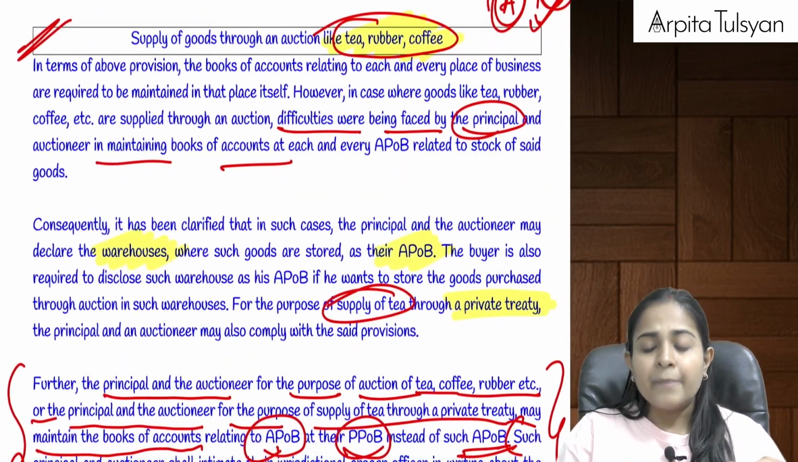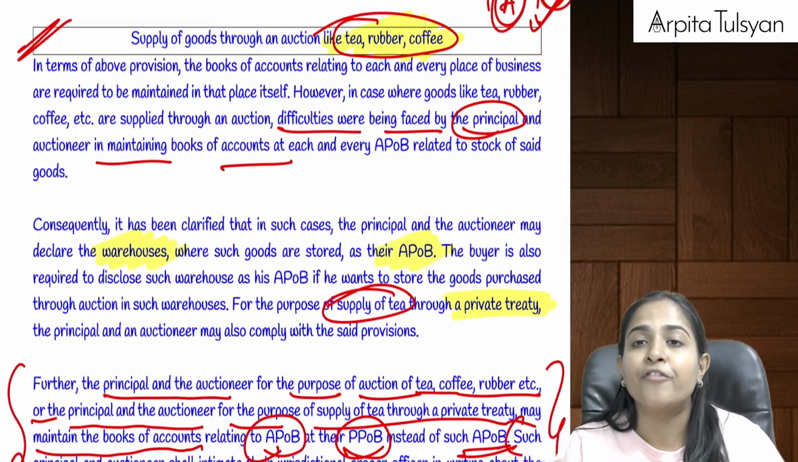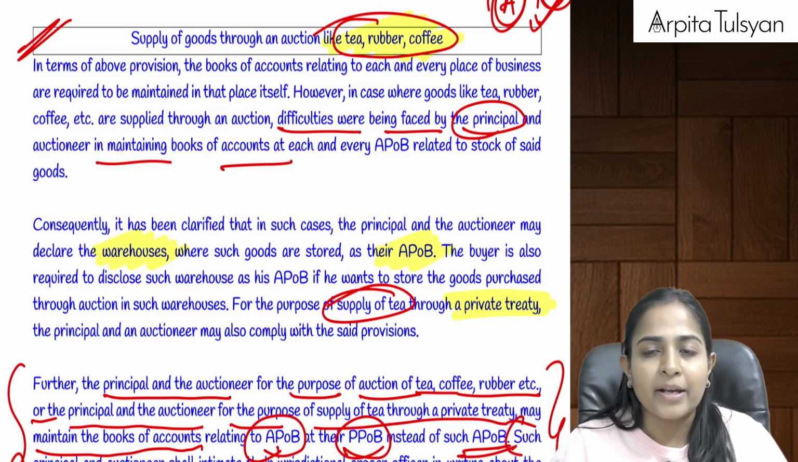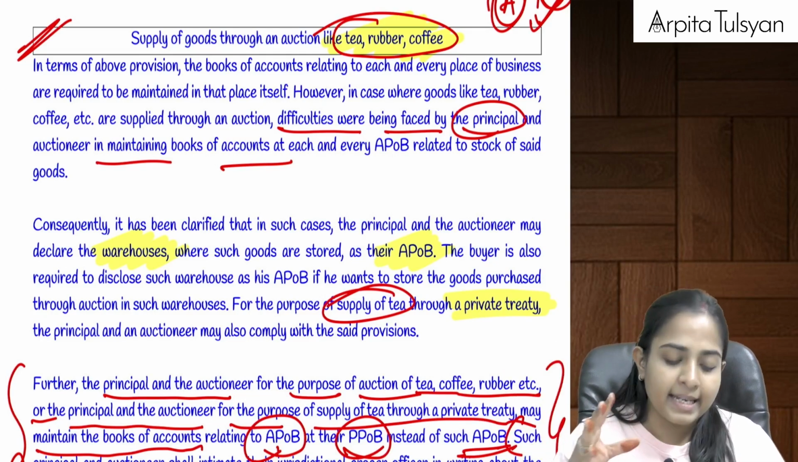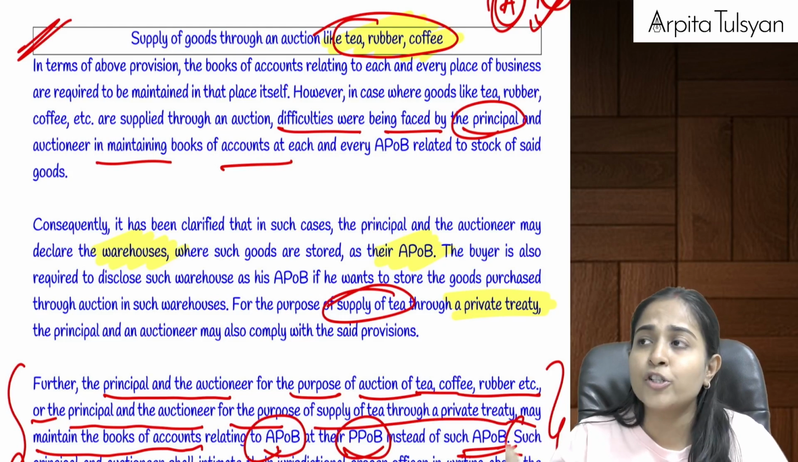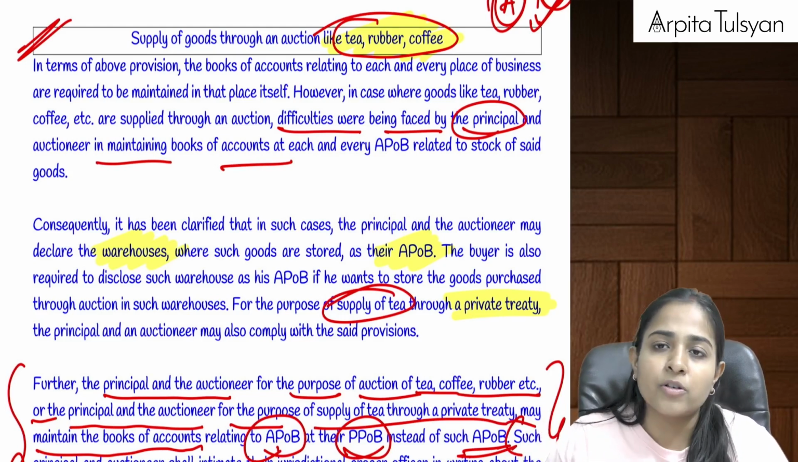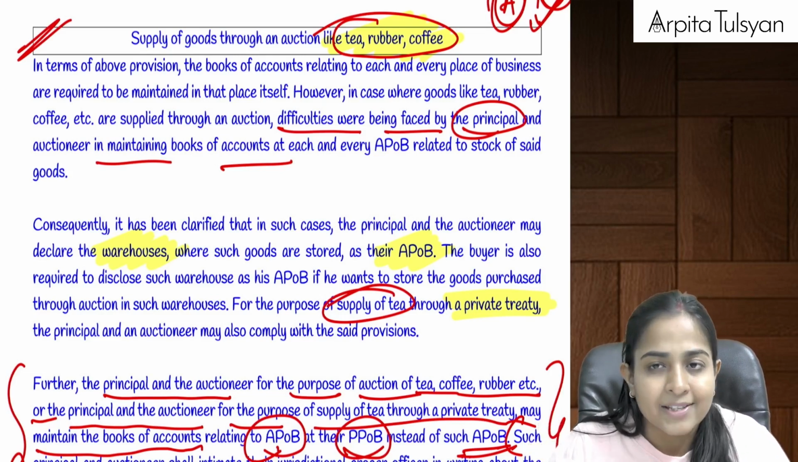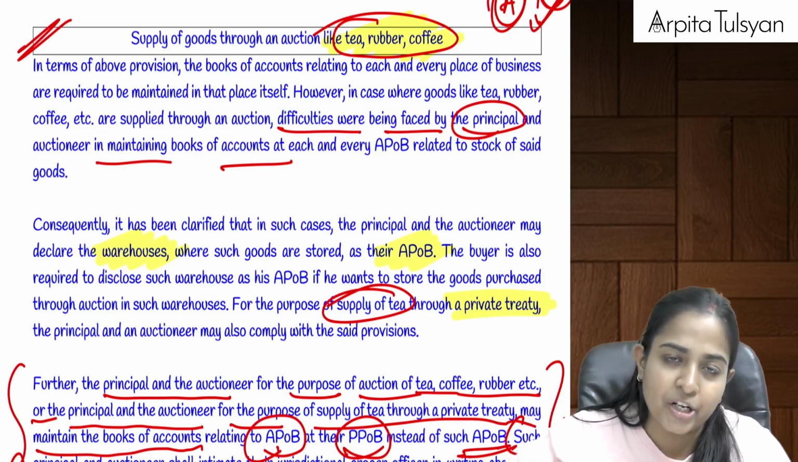Then we had a special point coming up for supply of tea, rubber, coffee through auction. When it is done through auction, there is a principal person who wants to sell it through auction, the auction is conducted by the auctioneer, and then there will be a buyer. Normally, if you are storing tea, rubber, coffee in your warehouse, then that particular place where the product is stored should be declared as your additional place of business, and records relating to that should be maintained at such additional place of business only.